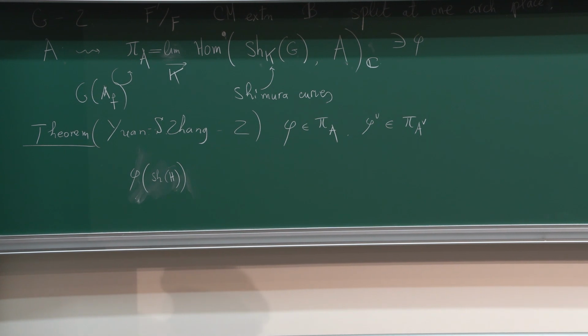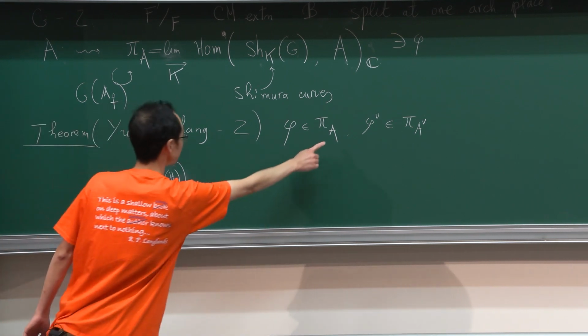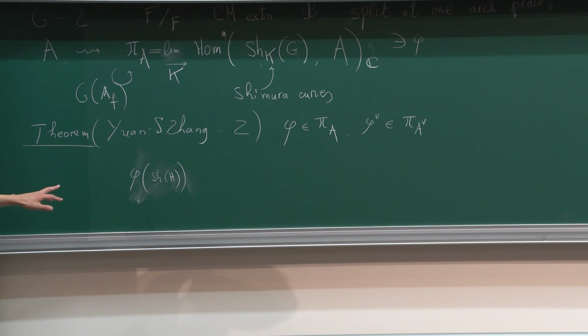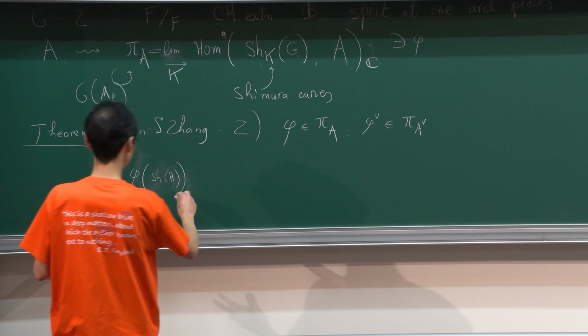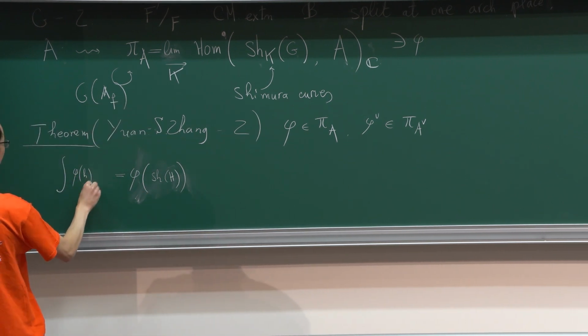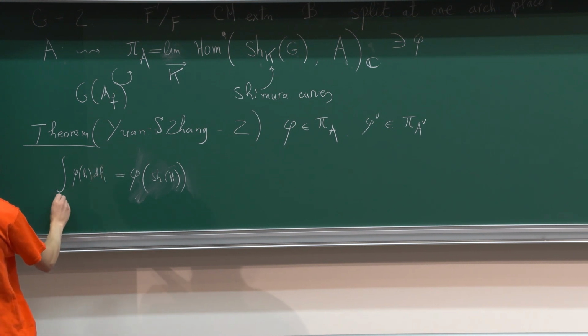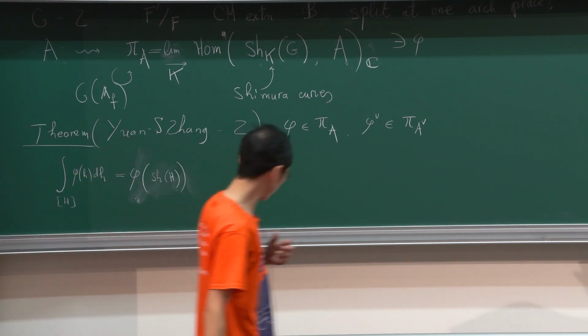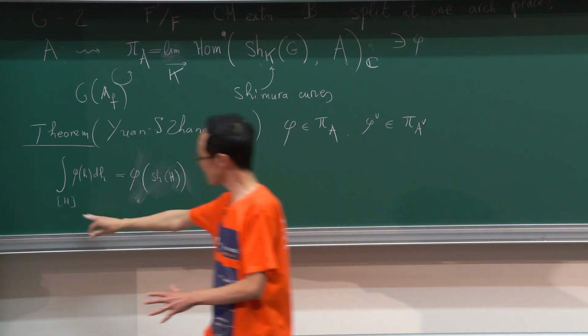So this looks like what I did earlier, because I have certain divisors on the Shimura curve and, using the parameterization phi, push forward to get a divisor on the abelian variety. But maybe this doesn't look very good, and it's better to write it with a notation: the integral of phi of h, d of h, or bracket h.